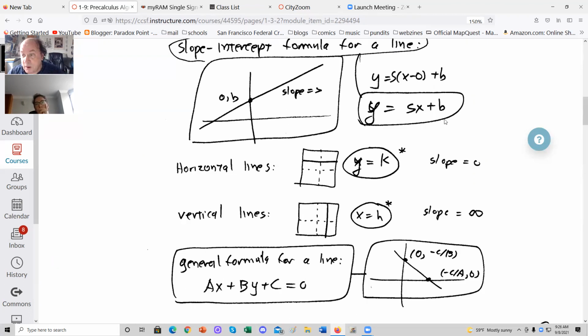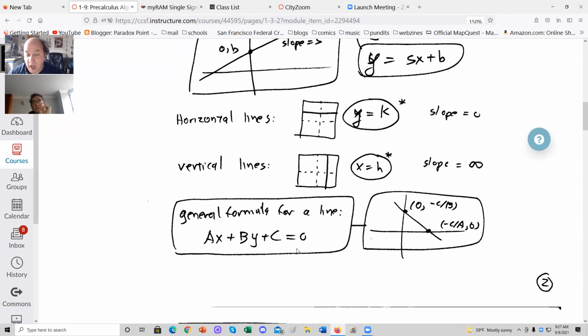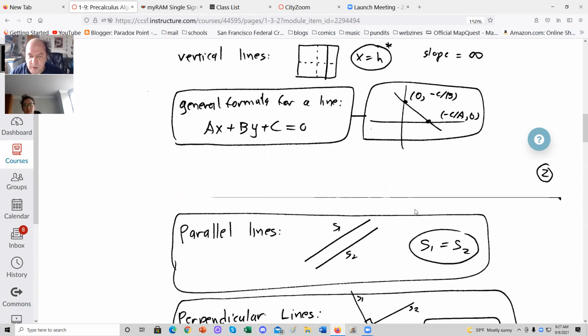Now, if the slope is 0, then this term goes away and y equals a constant. For vertical lines, the slope has to be infinite, and this formula breaks down, and we just say that x equals a constant h. So this slope-intercept form works for all but vertical lines. There's a formula which works for all lines, vertical or not: ax plus by plus c equals 0. That's the general formula for a line. If it has intercepts at the x and y axes, then the x-intercept is at negative c over a by 0. The y-intercept is at 0 by negative c over b.